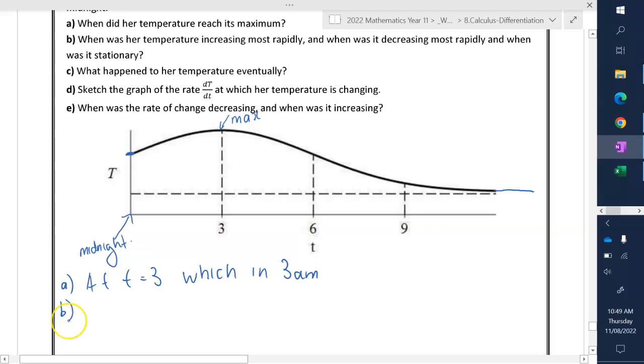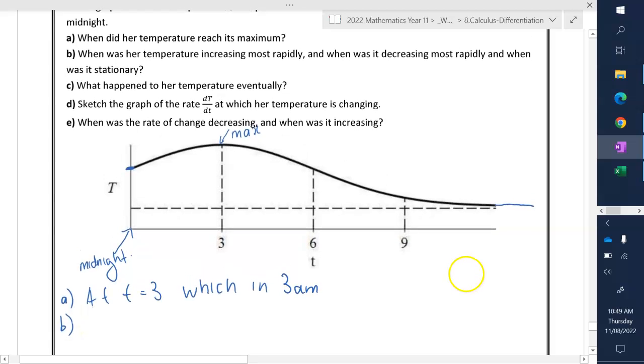Let's have a look at part B. When was her temperature increasing most rapidly? And when was it decreasing most rapidly? And when was it stationary?